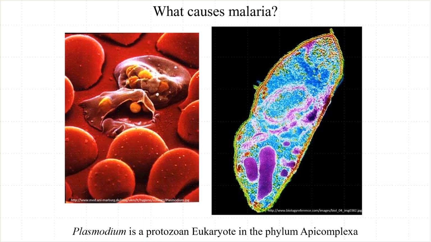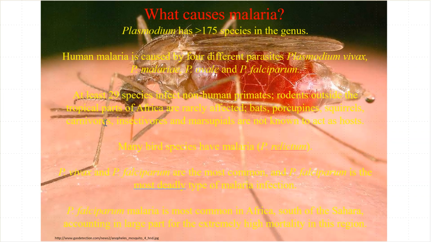So you have fewer red blood cells. The red blood cells have more problems passing through capillaries. As those red blood cells are circulated through your circulatory system, they cause all kinds of problems. Well, malaria, where did it come from?